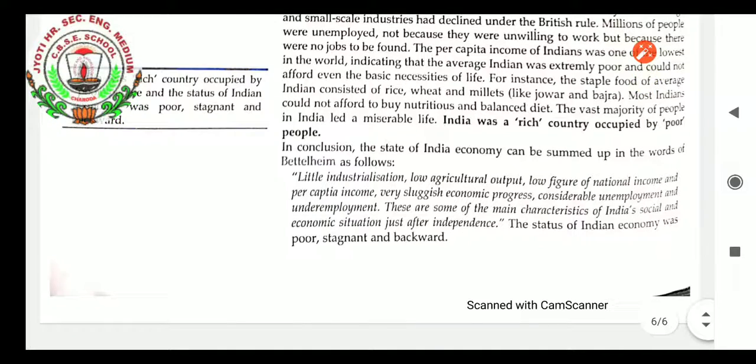In conclusion, the state of the Indian economy can be summed up in the words of Bethlehem as follows: little industrialization, low agricultural output, low figures of national income and per capita income, very sluggish economic progress, considerable unemployment and underemployment. These are some of the main characteristics of India's socio-economic situation just after independence. The status of the Indian economy was poor, stagnant and backward. You can say it was totally a zero, a big zero for our country even after getting independence, because from the beginning the condition of our country was very bad.